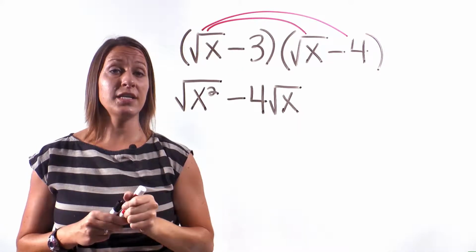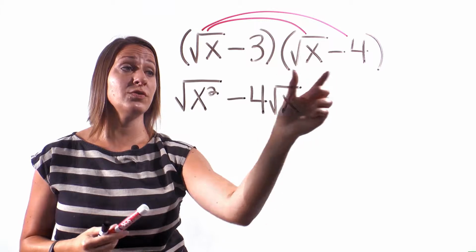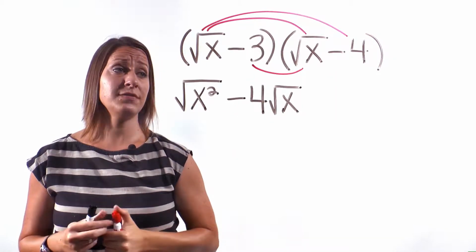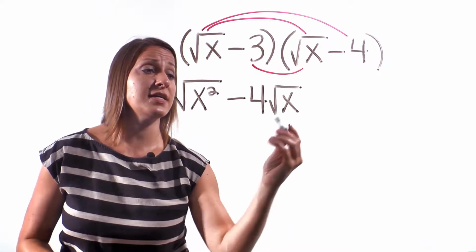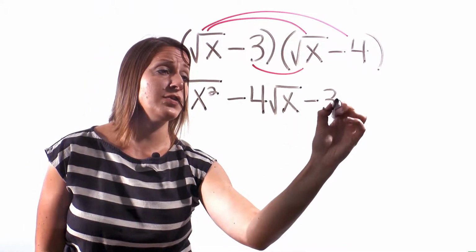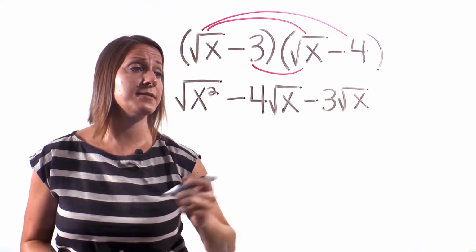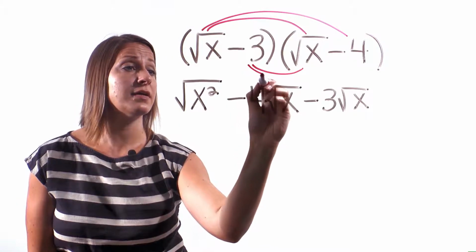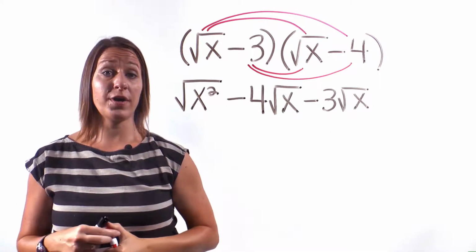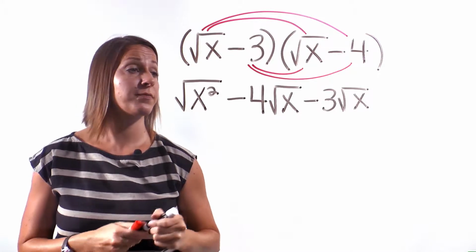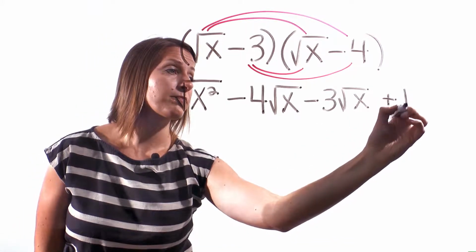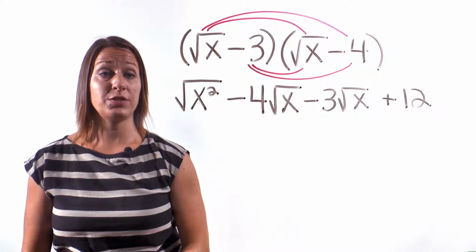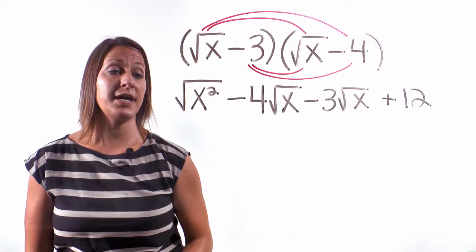Next, we'll take the negative 3 and multiply it to both terms in the second binomial. Negative 3 times the square root of x is negative 3 square roots of x. And negative 3 times negative 4 is a positive 12. Now we're going to try to simplify this expression. We'll go one term at a time.